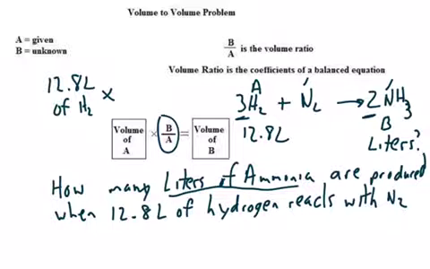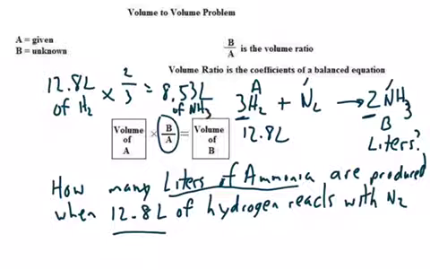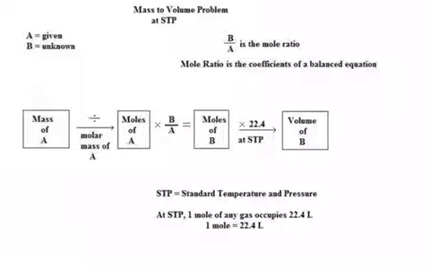So the coefficient of B is 2. We have 2 moles of ammonia. The coefficient of A is 3. We have 3 moles of hydrogen. And when you do the math, which is pretty simple here, you just go 12.8 multiplied by 2, divided by 3. And then we want to round to 3 significant digits since the question has 3. And you end up getting 8.53, and the units would be liters of ammonia, and that would be our answer to this volume to volume problem. Okay? Now, let's move on, and this is the flow chart on how to do a mass to volume.